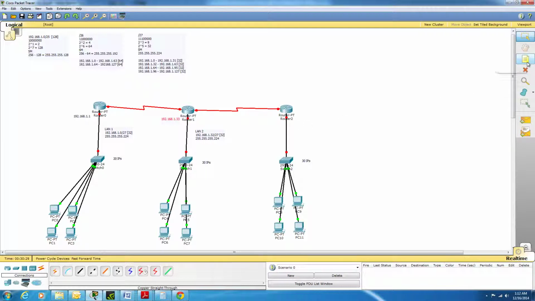And finally, as we keep going, we're going to go to the final network, which we call LAN 3, and we're going to assign it the 192.168.1.64 network, which is also a /27 network, providing us with 32 IP addresses, and its subnet mask is 255.255.255.224. Perfect. So far so good.